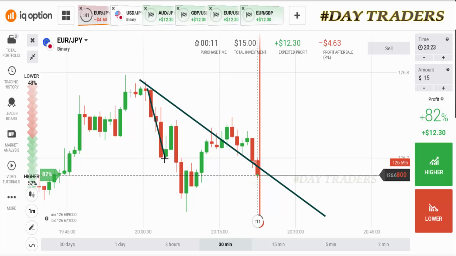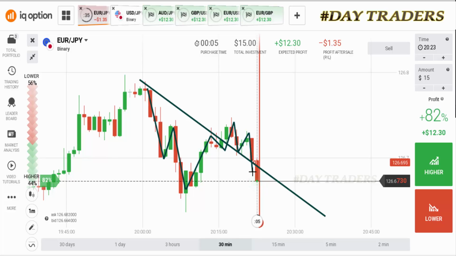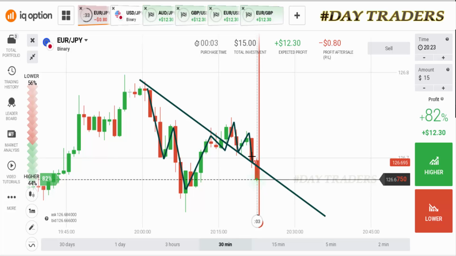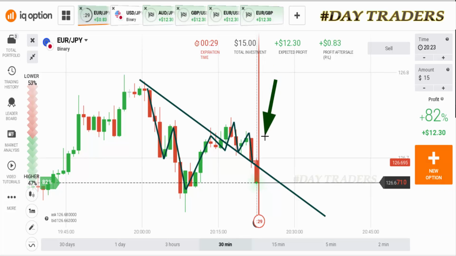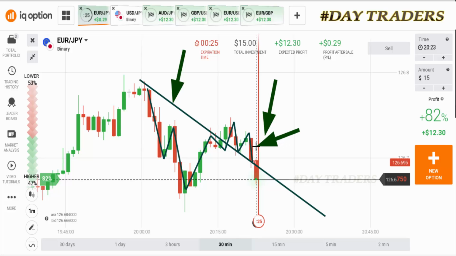Okay, this is market momentum. It's a breakout after the support level, and this is a very strong candle, and this is also a downtrend market, so that's the reason I place a lower option. And this is also a very strong candle.